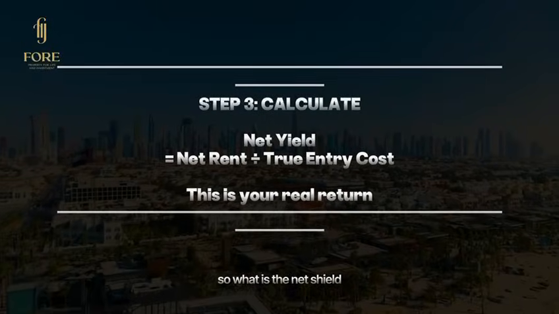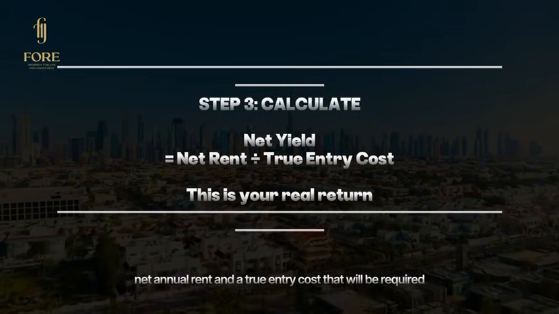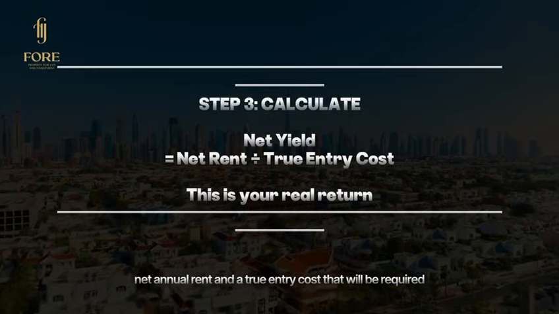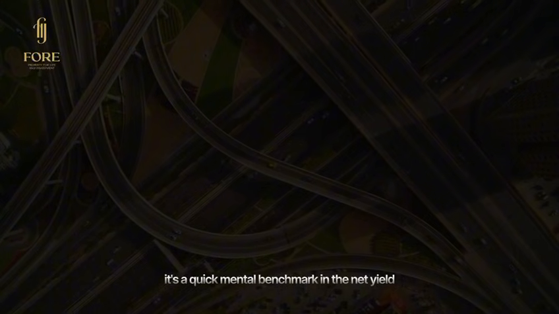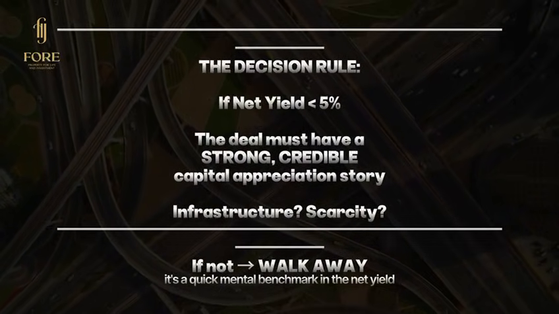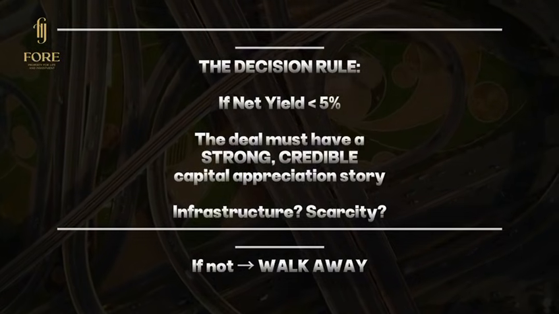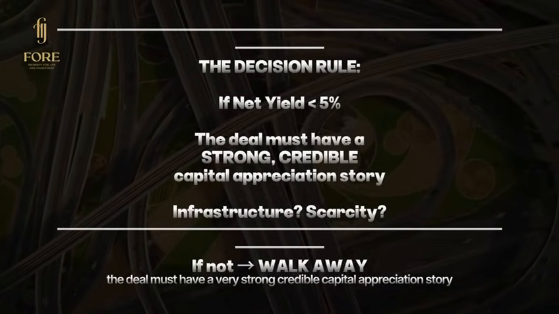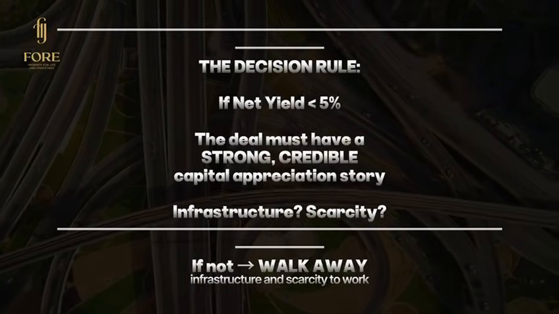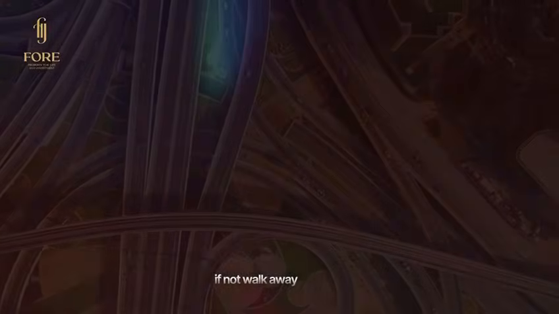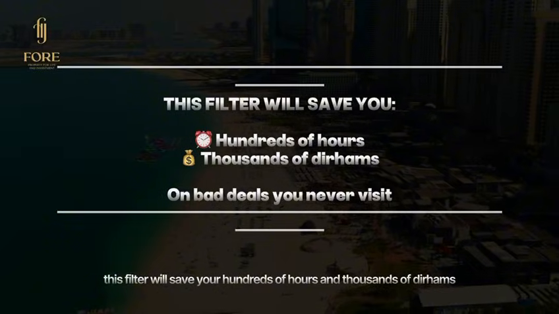So what is the net yield? Net annual rent divided by the true entry cost. That will be the required future sale price for a 10% annual return. It's a quick mental benchmark. If the net yield is below 5% in today's market, the deal must have a very strong, credible capital appreciation story, infrastructure, and scarcity to work. If not, walk away. This filter will save you hundreds of hours and thousands of dirhams.